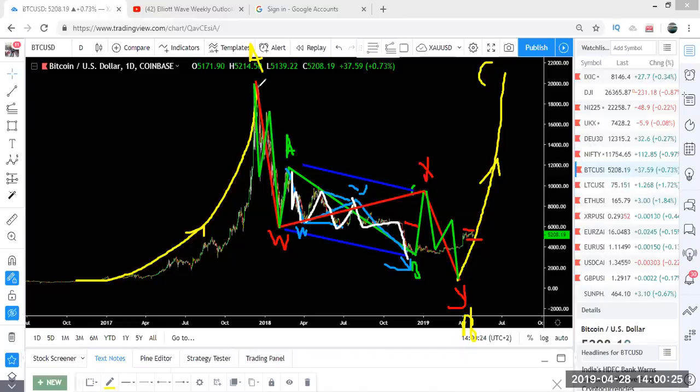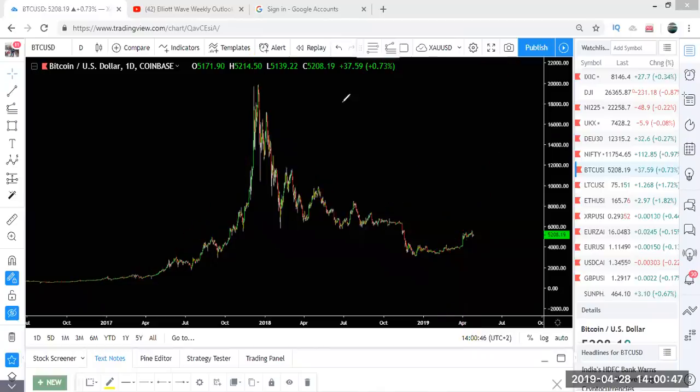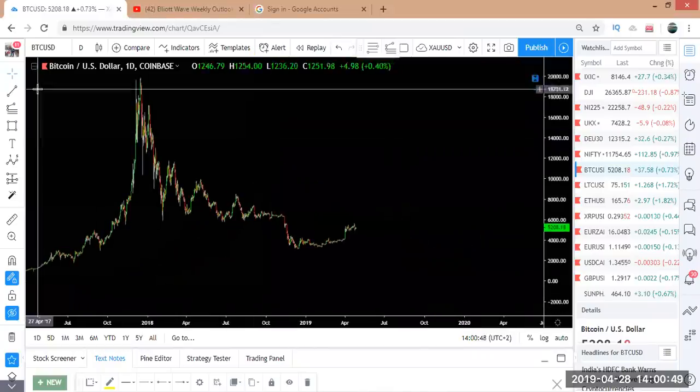Now look at the higher degree red. Now let's follow the green. 1, 2, 3 down, 1, 2, 3 back. Now, what am I expecting? 1, 2, 3 down. Why? Because of this fractal inside as well. It's called fractals. You can see the exact repeat of what has happened in the lower degree. You're seeing it in the higher degree, and that is Bitcoin. Very clear structure. Now, let's look at this lower degree structure, 4 hour.